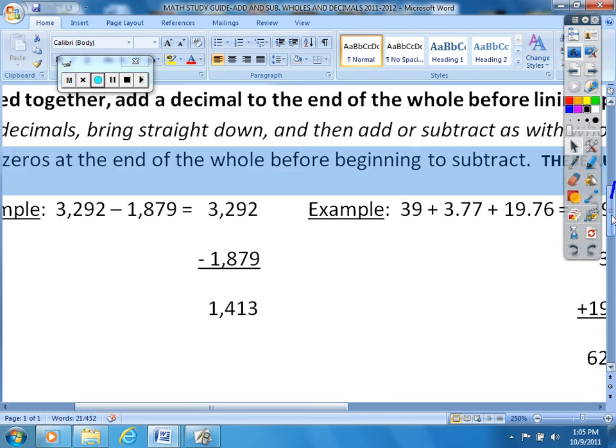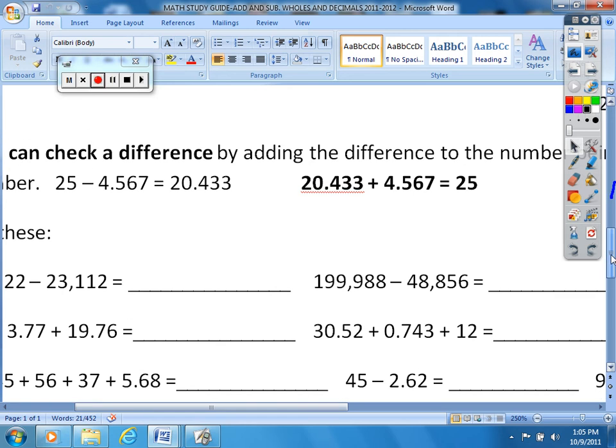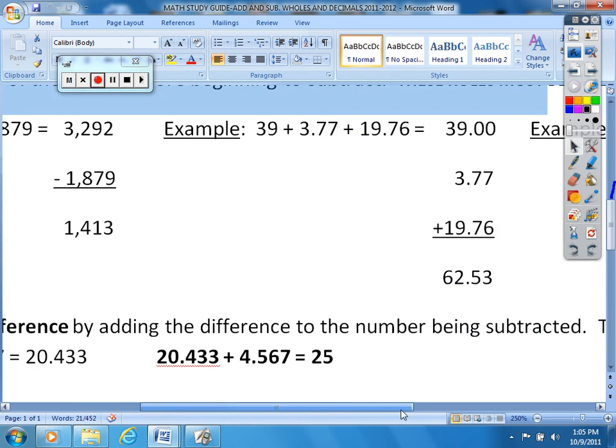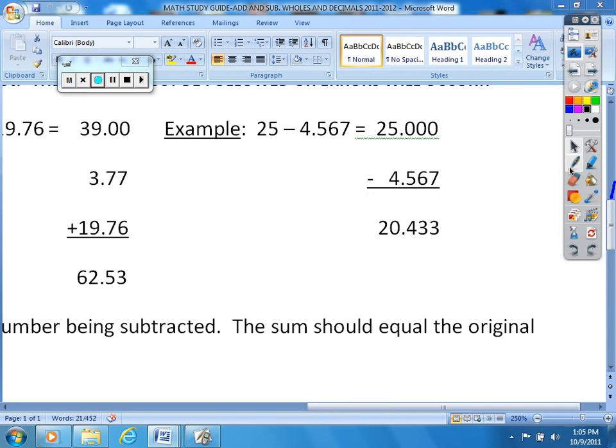All right, let me get back to my problem here. It's over this way somewhere. There we go. All right, 25 minus 4 and 567 thousandths. I'm going to get an estimate first. Once again, my estimate should be quick, easy, and fairly reliable. I'm going to round each number to its leftmost digit. The 5 makes the 2 a 3, so that's around 30. That's good enough. The 5 makes the 4 a 5. My answer should be around 25.